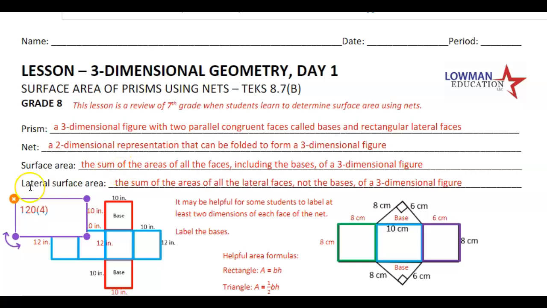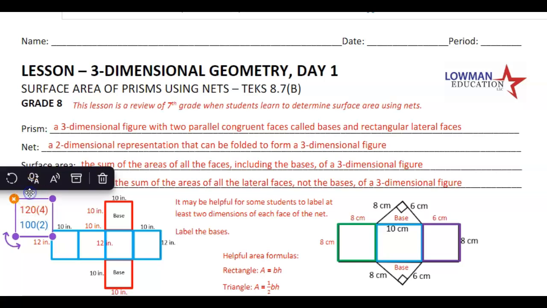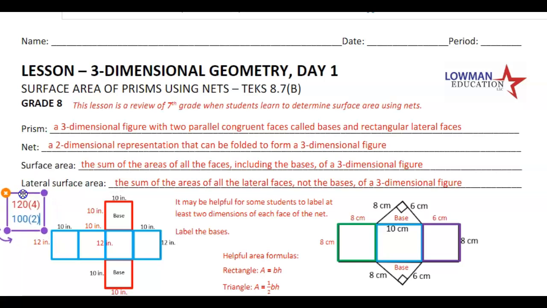But then you would have added the area of the red shapes, the two bases, and 10 times 10 is 100. And you have 2 bases. You have the top and the bottom. So you would have multiplied that by 2. And then finally, you would have added each of those together to get the sum. And I'll show that further down on your notes. And it's already printed in the box for you on the left.